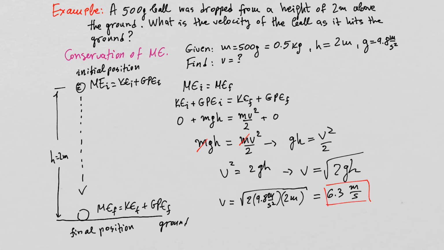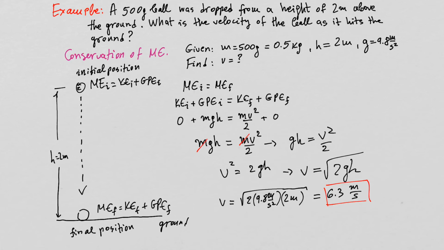Notice something very interesting. This ball has some mass, 500 grams. However, the final result for the velocity is independent of the mass. The formula here does not contain mass, which means that for an object of any mass, the velocity with which it is going to hit your zero reference level, let's say the ground, only depends on the gravitational acceleration, which close to the surface of the Earth is constant, and the height above ground. That's all. So the mass is irrelevant.